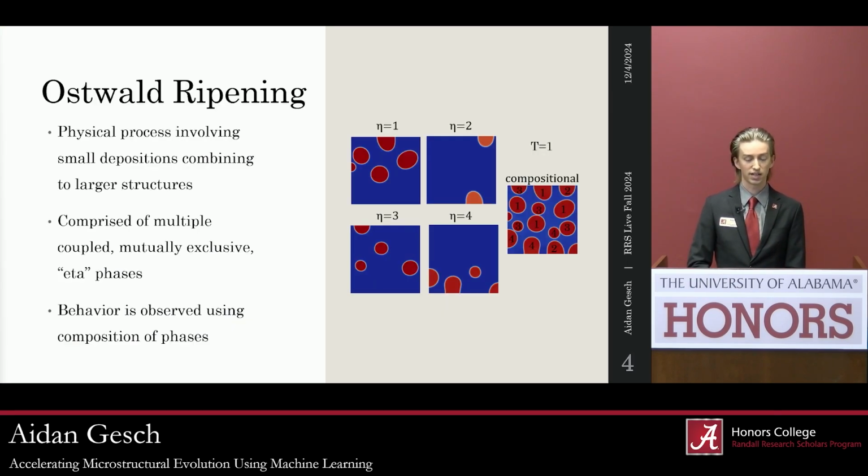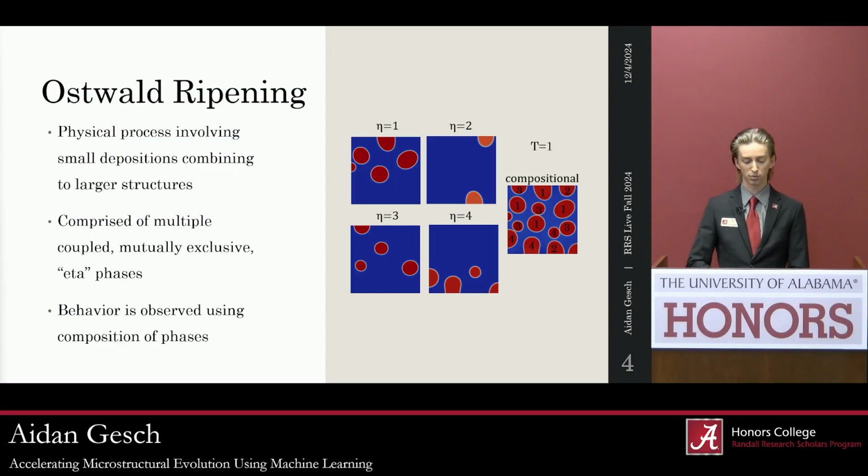Ostwald ripening is a specific evolution process which I am studying. This process starts at a high energy state with many small grains. Over time, these small grains will migrate and merge to form larger, more cohesive structures. On the right, you can see a visualization of an Ostwald ripening simulation with 4 coupled eta phases. Each eta phase is independent and of a different grain structure. However, only one phase can exist at a time. On the right, you can see the compositional phase, which combines all 4 eta phases.